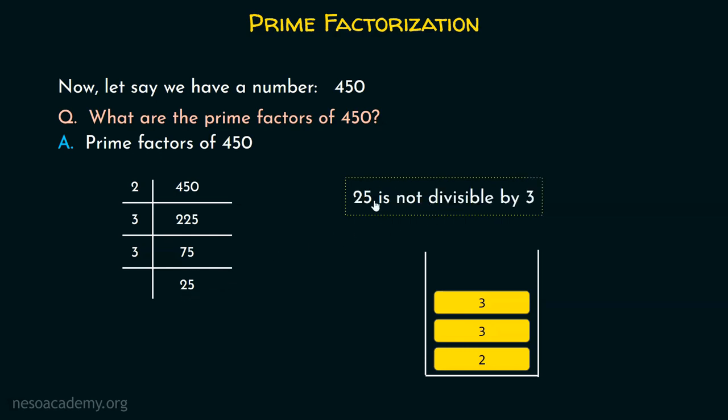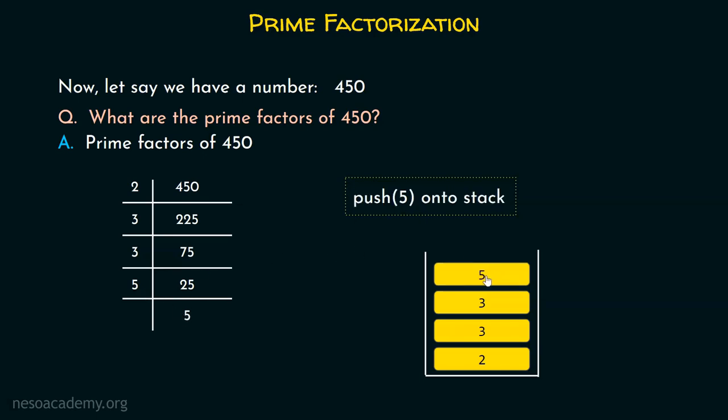After this, let's try to divide 25 by 3. We know that 25 is not divisible by 3, hence we will choose a higher number. Let's take 5. 5 is also a prime number. We cannot take 4, remember that. 4 is a composite number, but 5 is not a composite number. 5 is a prime number. 5 actually divides 25, isn't that so? 5 5s are 25. Therefore, we can push this element onto stack.